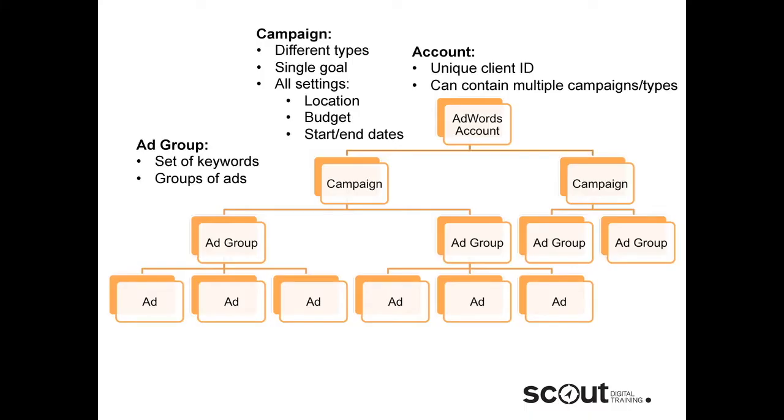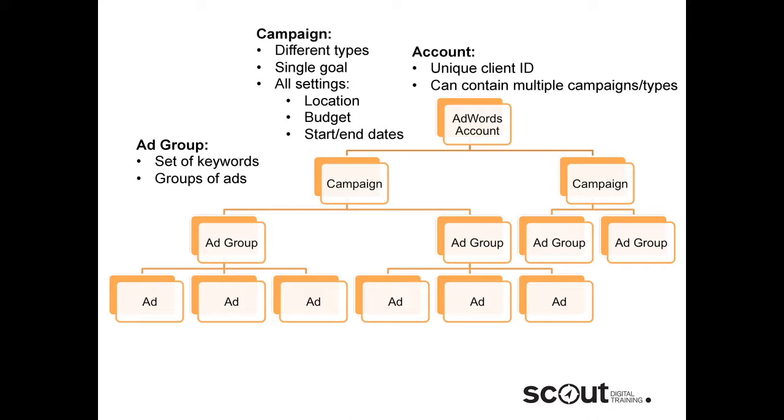Within our campaign, we'll sit one or more ad groups. And our ad group, these are for search campaigns, our ad group is a set of keywords and a group of ads. So each ad group should have its own specific theme or topic that then relates to which keywords we are targeting and the ads that are being shown against those keywords as well.